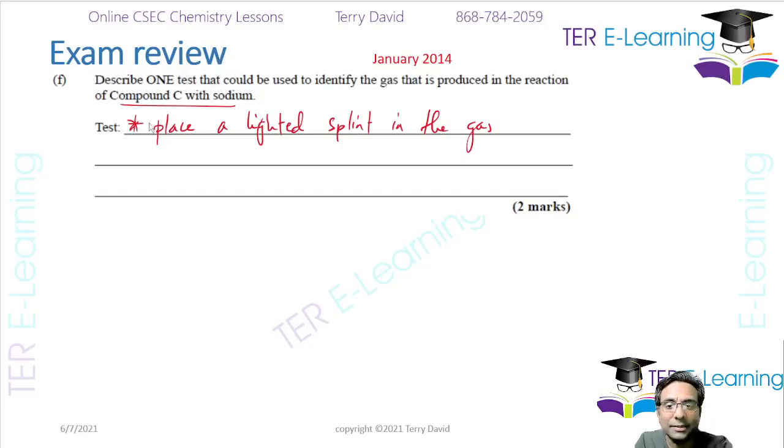I'm going to add or place a lighted splint in the gas, but you also need to say what a positive test is, right? So a positive test, what is going to happen is that you get a squeaky pop. If hydrogen gas is present, you're going to get a squeaky pop. So apart from describing a test, you need to state what is actually happening. Right? That's what you need to do.